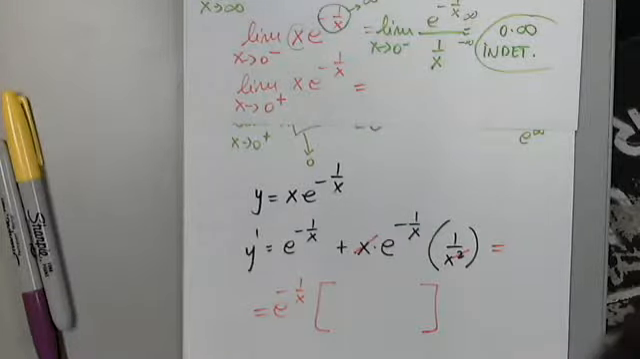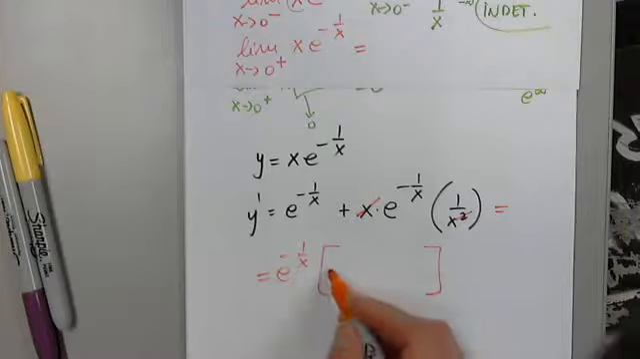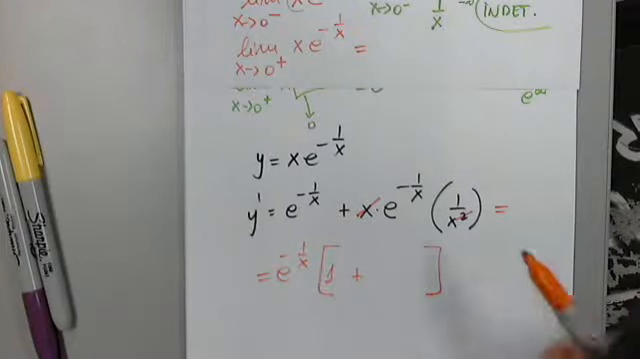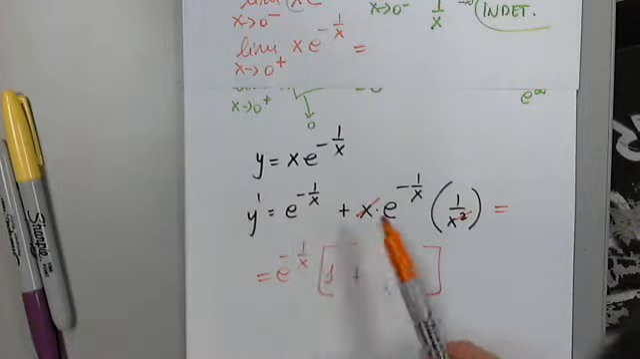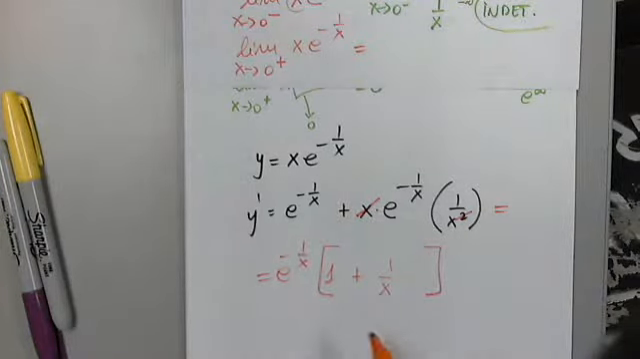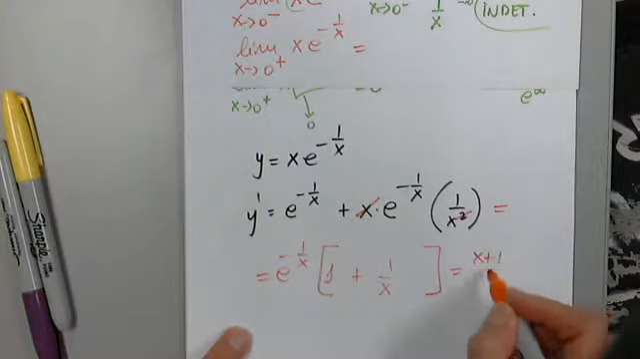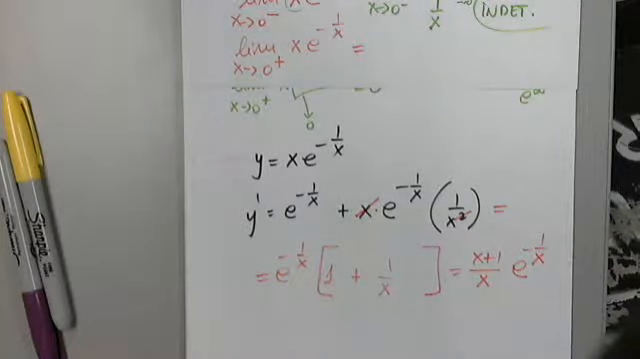Let's see what is left in brackets. From the first term, obviously, 1 plus, from the second term, 1 over x. There is nothing else. This is out. x times 1 over x squared will be 1 over x. Agreed? The least common denominator is x, so I have (x plus 1) divided by x, e to negative 1 over x.